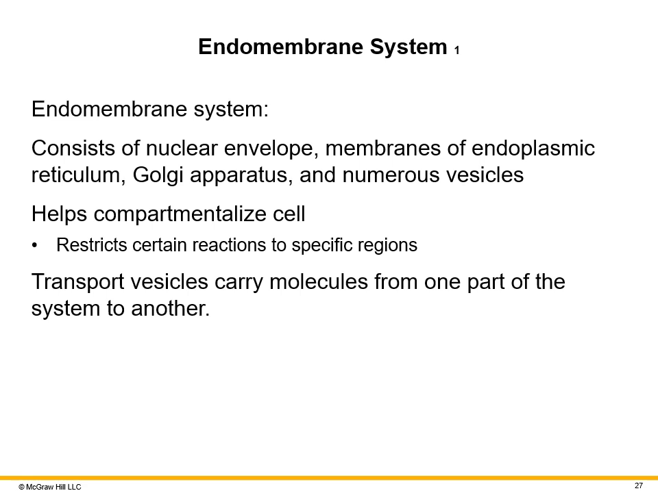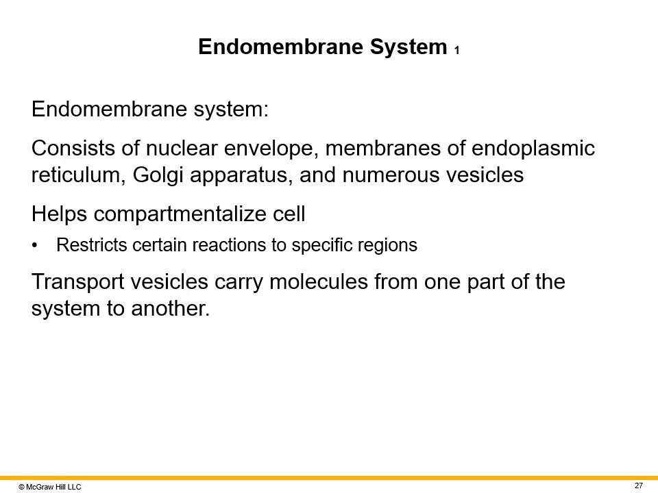Next, we're going to talk about the endomembrane system. The endomembrane system is made up of the nuclear envelope of the nucleus, the membranes of the endoplasmic reticulum, so we have the rough endoplasmic reticulum and also the smooth endoplasmic reticulum, the Golgi apparatus, also called the Golgi body, and numerous vesicles. Vesicles, or transport vesicles, are sacs of membranes that store and package certain cellular material or molecules from one area of the cell to another area in the endomembrane system.